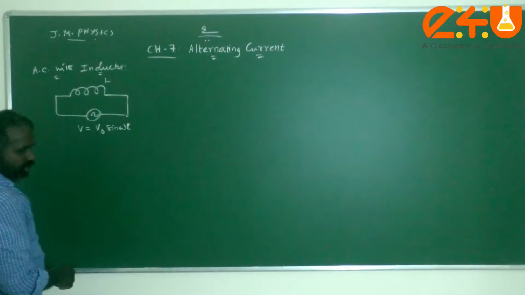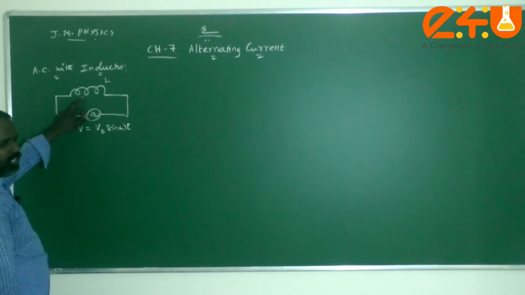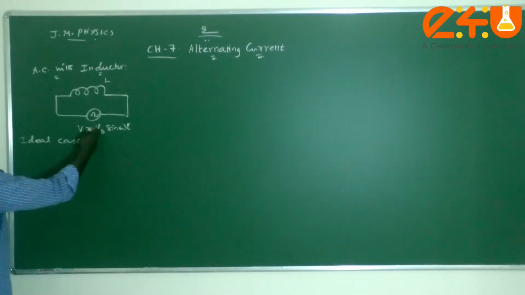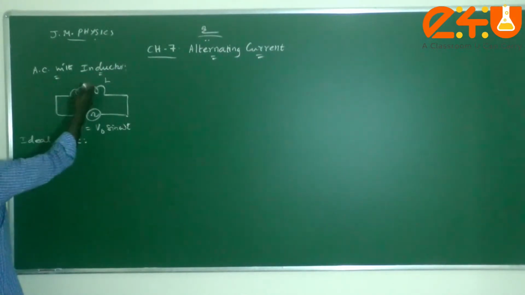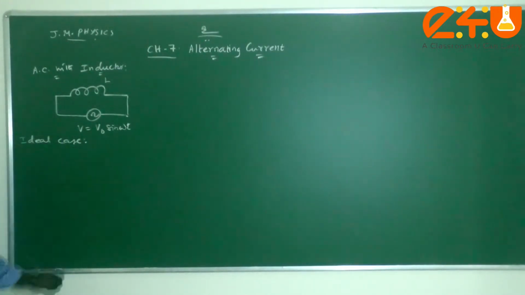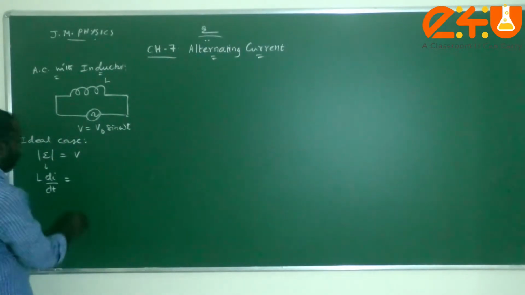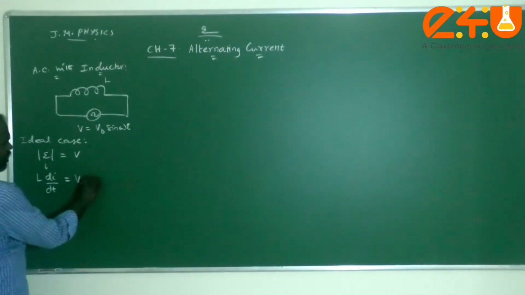For an ideal inductor, we can assume that the resistance of the coil is 0. Therefore, for the ideal case, the applied voltage appears as the induced EMF in the coil due to self induction. So the induced EMF should be equal to the applied voltage. This is L into di by dt, as we already studied, equal to V naught sine omega t.